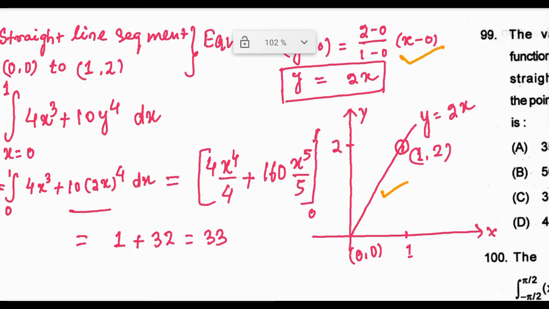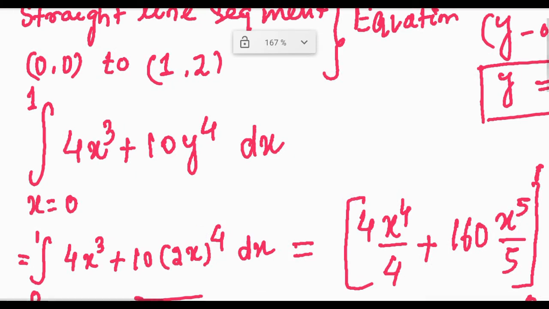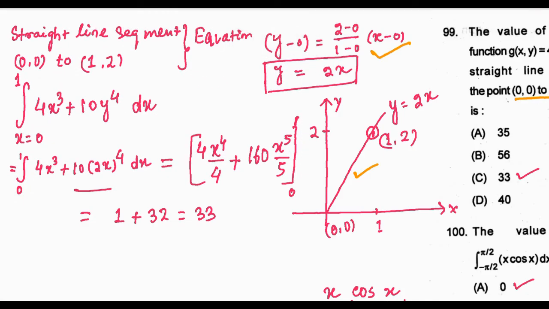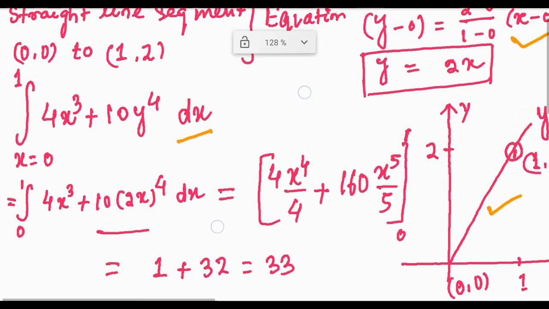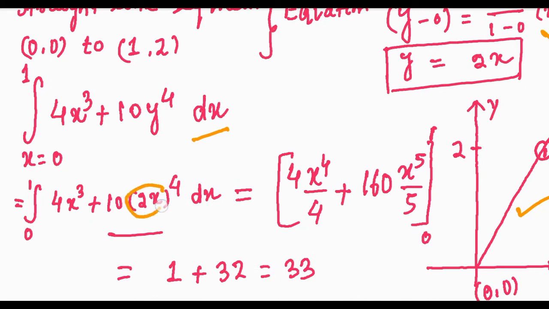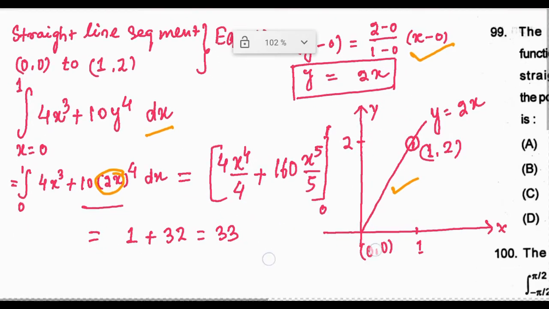So what will happen here? Given that integral of 4x cube plus 10y to the power 4 dx from x is equal to 0 to 1. We can do it in both ways. We can convert all the functions to y, or we can convert all the functions to x. And if we convert to y, there will be dy, and the limits will be from 0 to 2. From y will be from 0 to 2, and I have taken here from 0 to 1 for x values. And here I have put y is equal to 2x, which is equal to 4x to the power 4 by 4 plus 160x to the power 5 by 5, and this is the integral value.